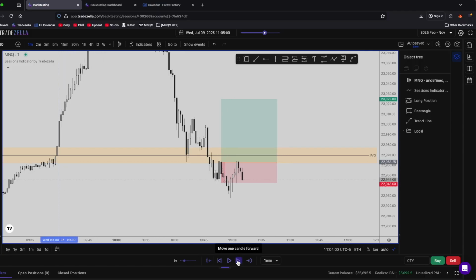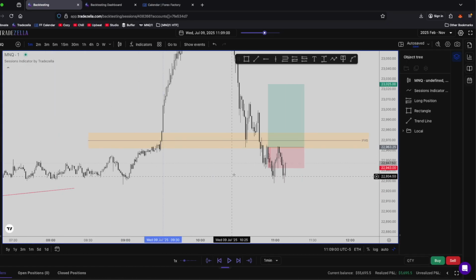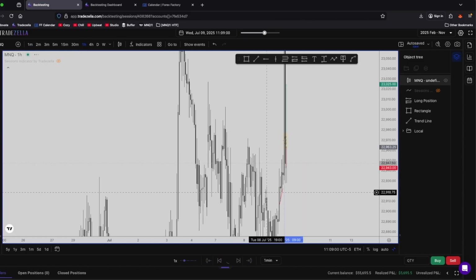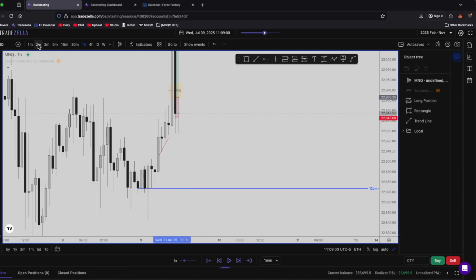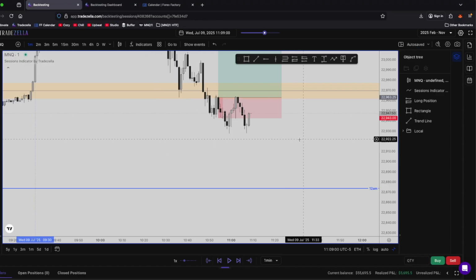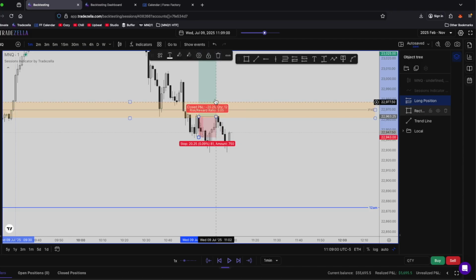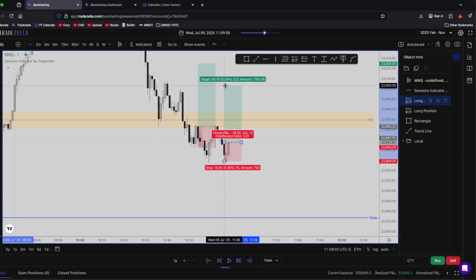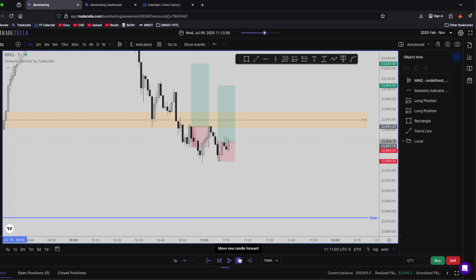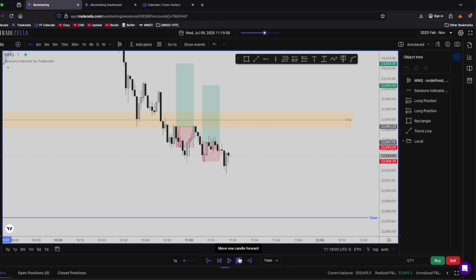So 11 o'clock, forming yet another. So now it did sweep some of that liquidity right there. I mean, if it was down in here, maybe I would. So there's one. And I'm going to say I'm not interested in this either. So 2.